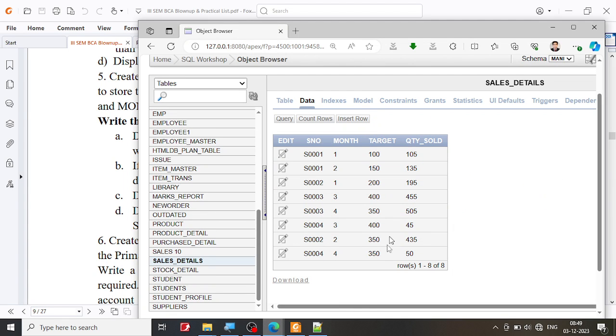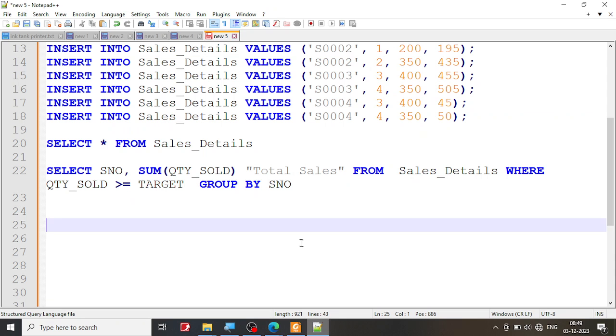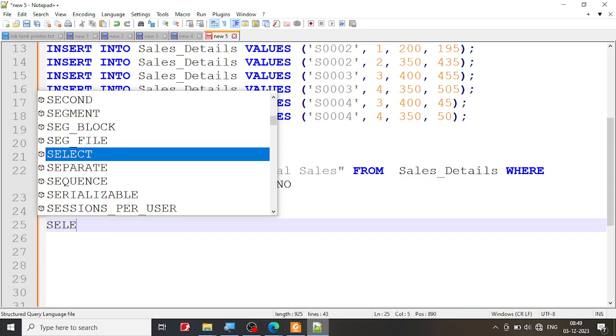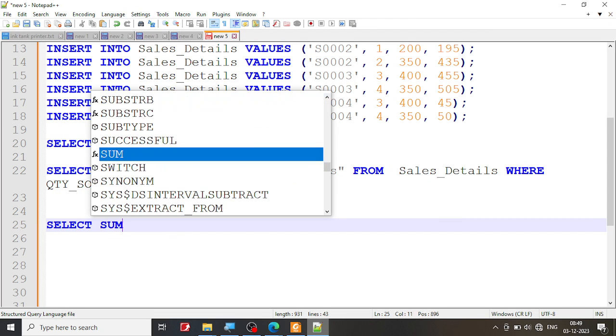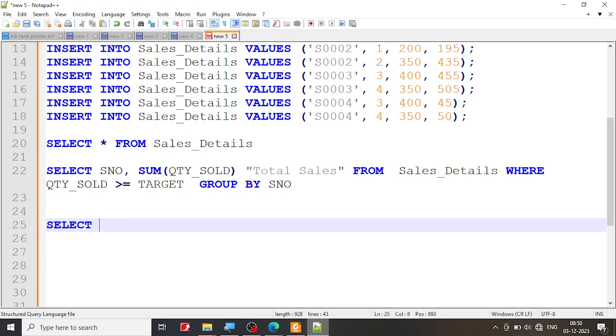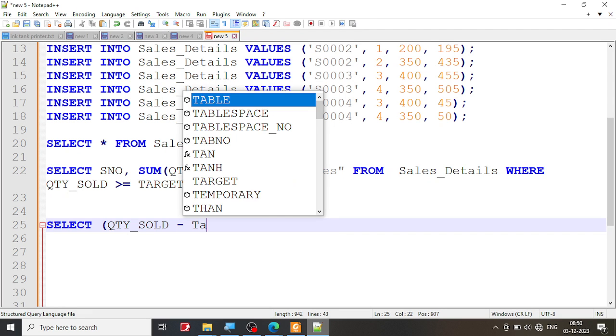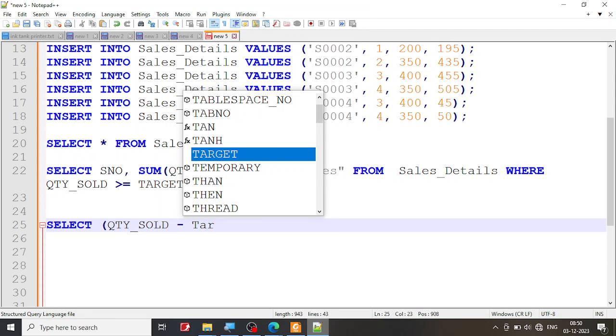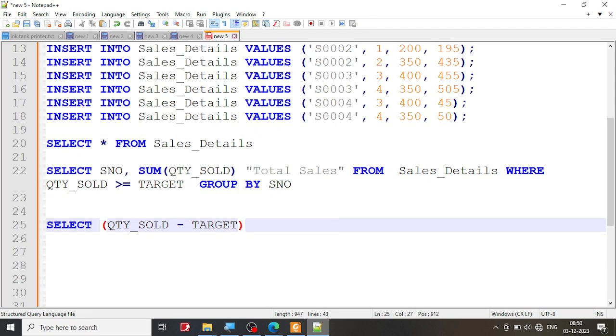So how do we do that? Let's write the query. We are supposed to say select the sum of, let's first get this one. What did we do? We said the quantity sold minus target. Whatever extra you are getting, multiply it with the 50. So that is what they have said.